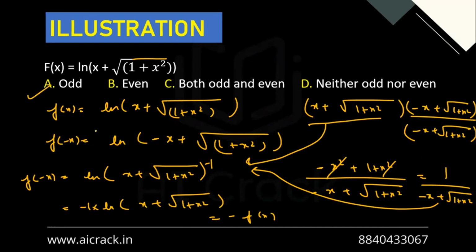So I'll try to summarize this once again because it got a little messy over here. So what I did, I did f(-x) over here and we got minus x plus root of 1 plus x square.